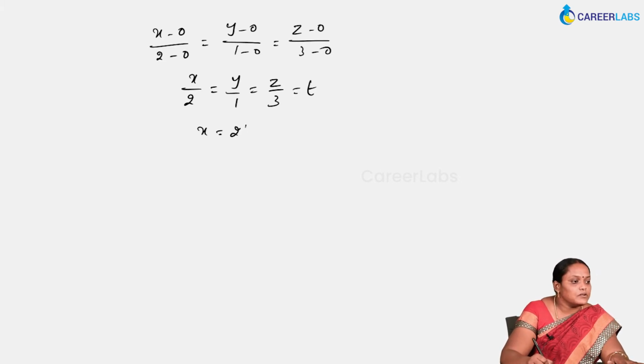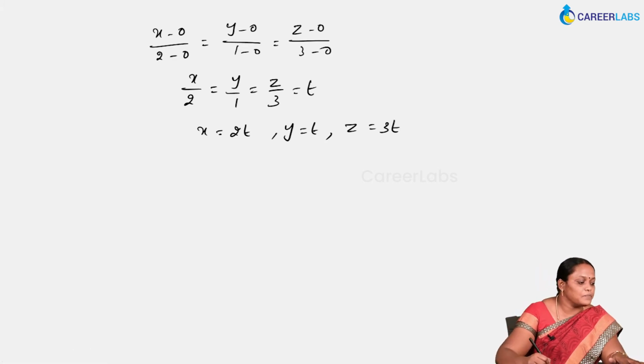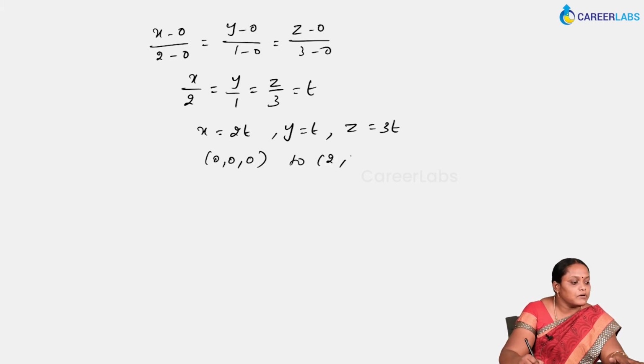So x will be equivalent to 2t, y will be equivalent to t, and z will be equivalent to 3t. By doing this, all the variables will be written in terms of t and you can easily find the limit for t also. So the points are nothing but (0, 0, 0) to (2, 1, 3).